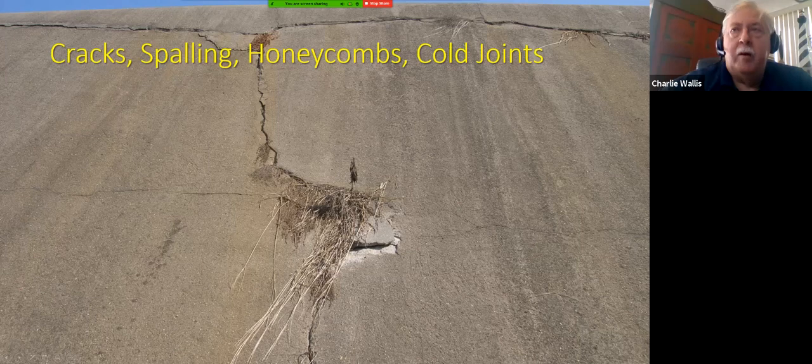Once concrete is set up, cracking and spalling, honeycombs and cold joints, these are all things that are not desirable, but they occur. Here's an example of what spalling looks like, where the face of the concrete busts out, and then here's a crack. And then honeycomb would look like a bee's honeycomb, where you have voids in the concrete surface.